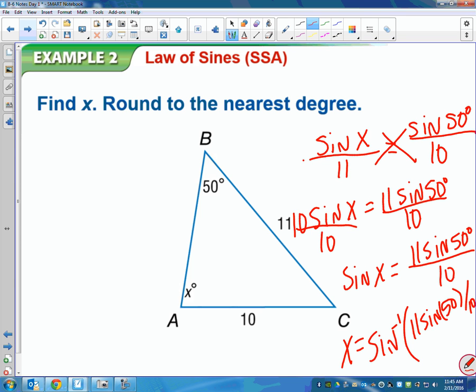Yeah, so you can always see if my answer makes sense. And it's not that much bigger, which also makes sense. If we rounded to the nearest degree, you would just say that that is 57 degrees. But you got to remember, when you're looking for an angle, you have to use the inverse button.